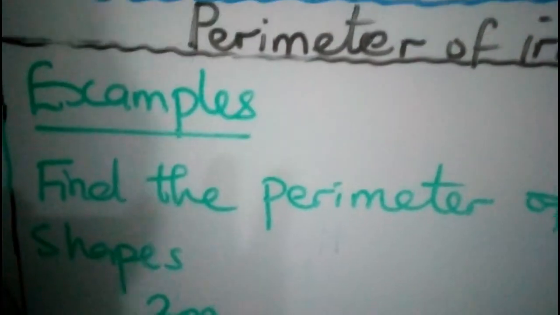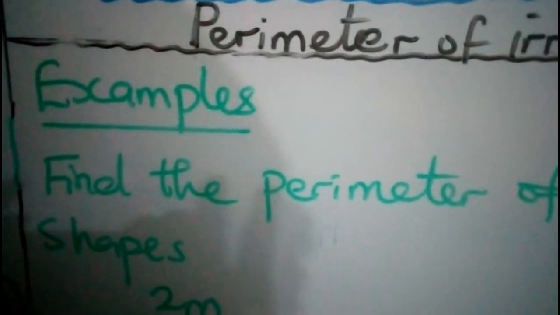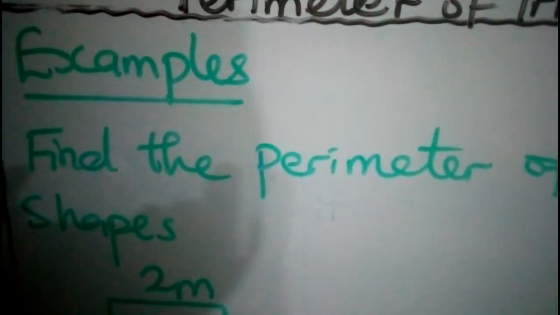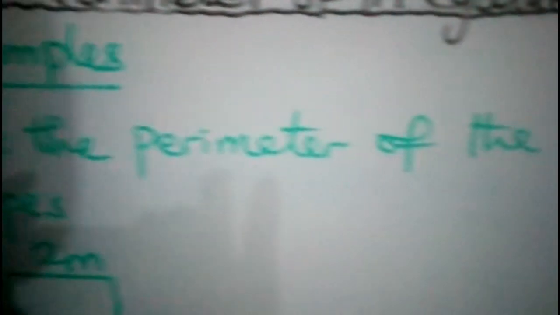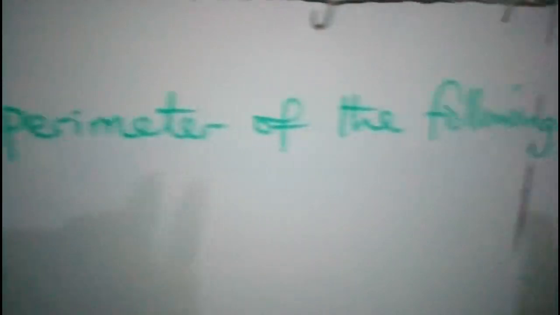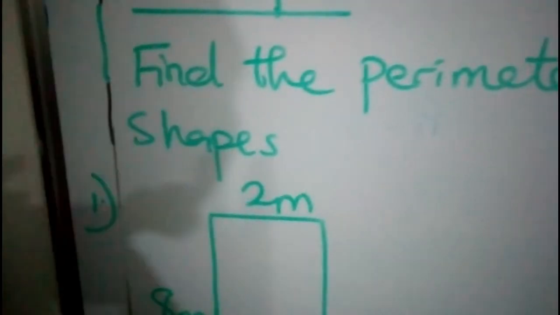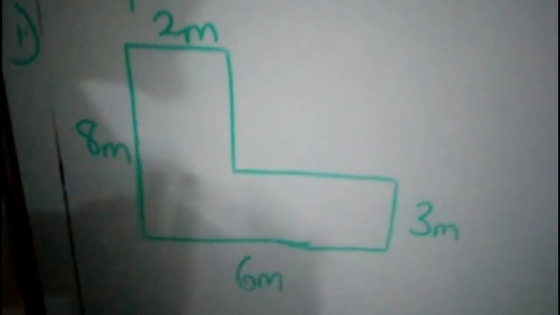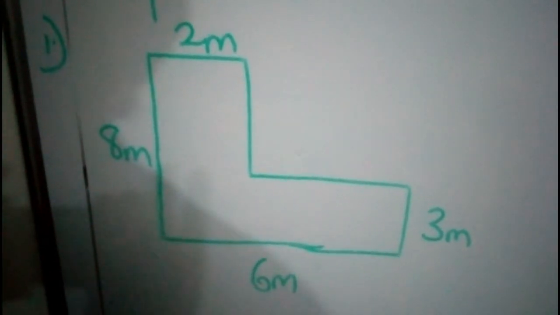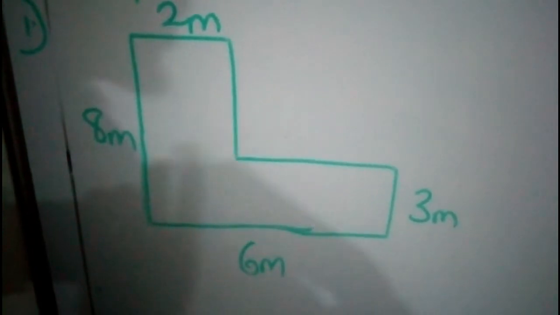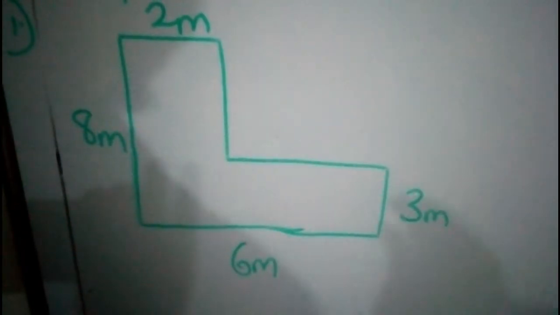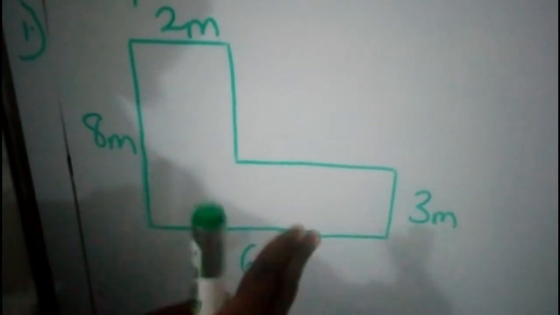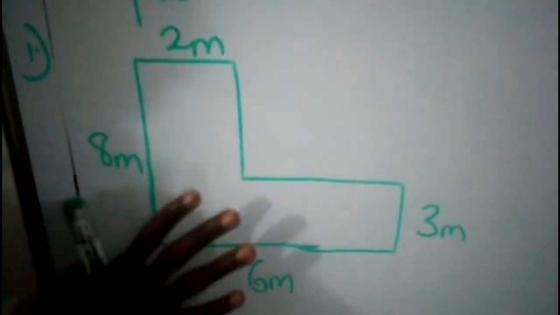Let's take a look at some examples on how to find the perimeter of irregular shapes. Find the perimeter of the following shapes. If you look at example one very well, the shape you have is an irregular shape. It has many sides of varying lengths, so it doesn't really have a name. Some of the irregular shapes take the form of letters. This one looks like the letter L. So we have to find the perimeter.